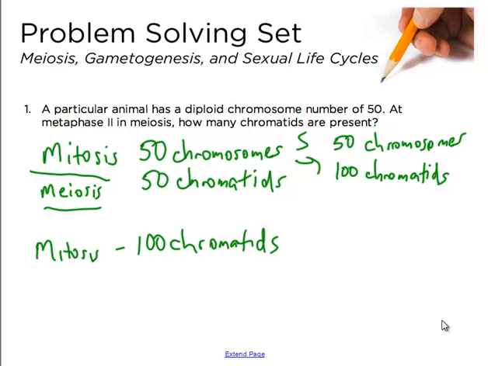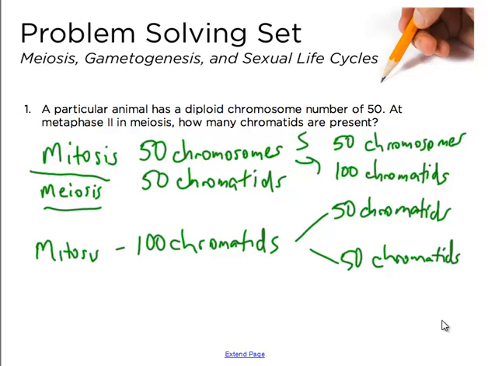until mitosis was complete, and basically remember what we're doing is separating the sister chromatids, half of them going to one cell and half going to the other, so that when all was said and done, there would be 50 chromatids in each of the new cells and also 50 chromosomes, because now again we're back to those chromosomes being composed of one chromatid. But in the case of meiosis, let's see what's going on.